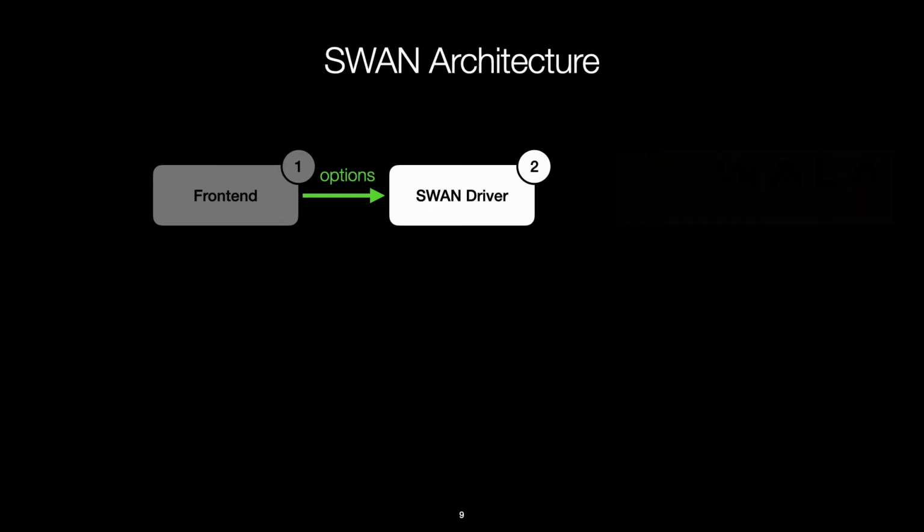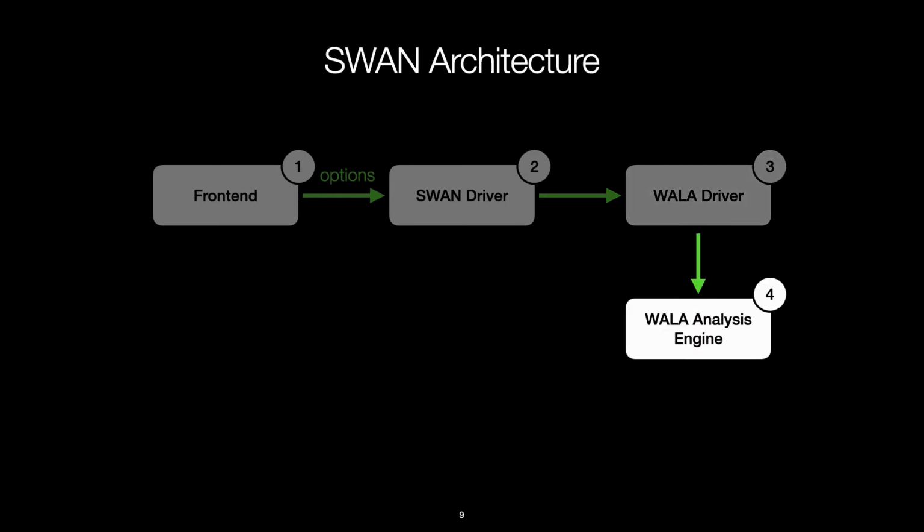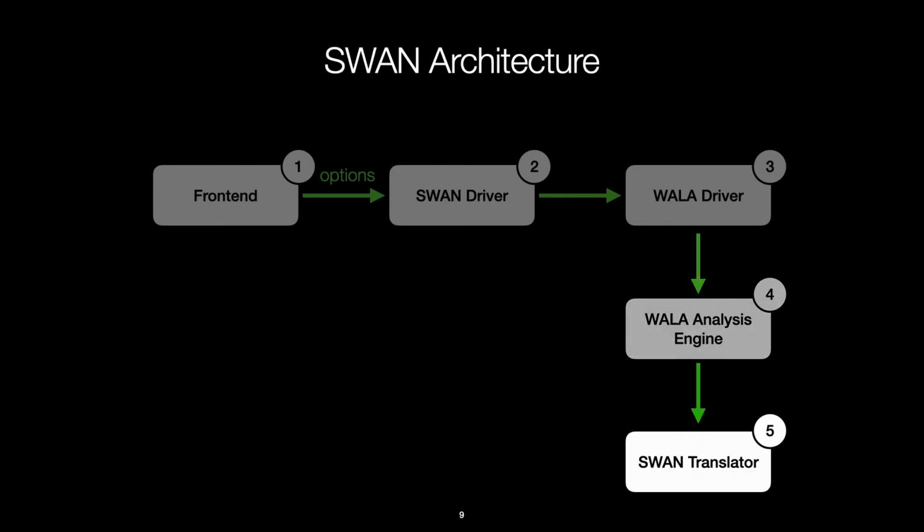The SWAN driver calls the WALA driver. The WALA driver does all of the WALA-specific API calls, including creating a WALA analysis engine. The WALA analysis engine requires a translator from the input language, in our case Swift, to its own representation. Therefore, we give the engine the SWAN translator.